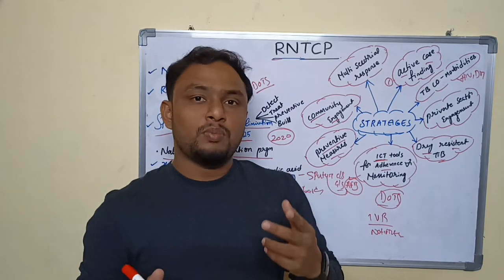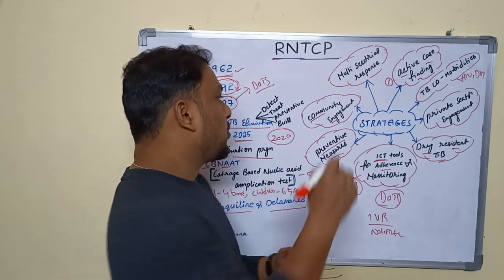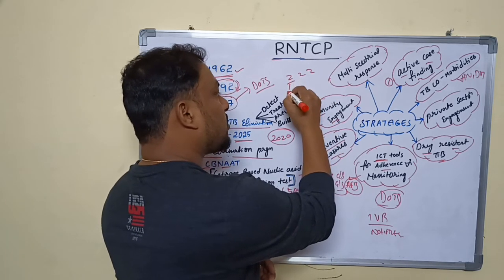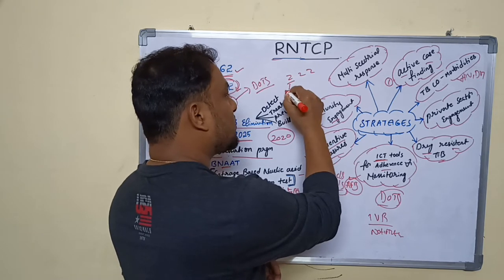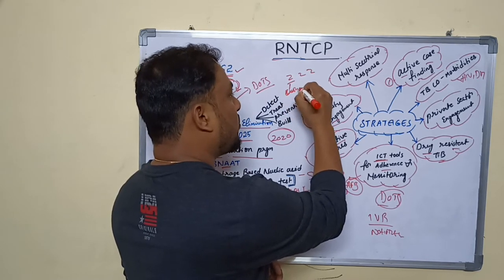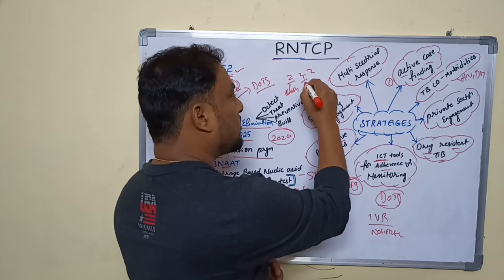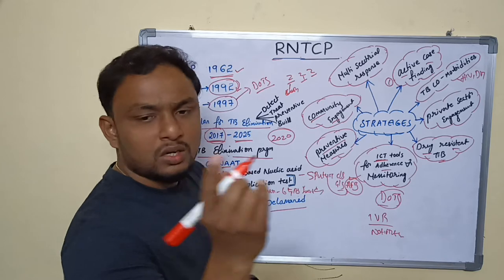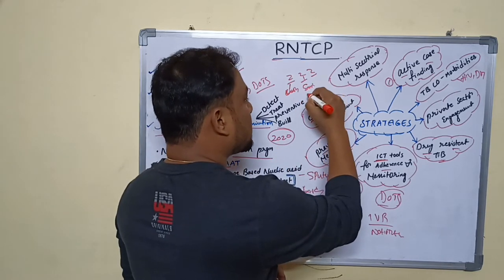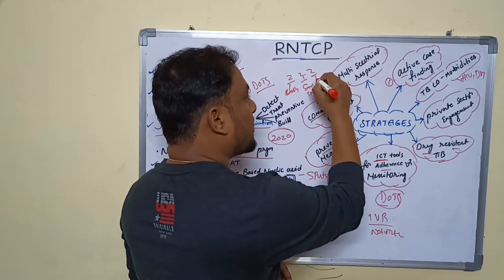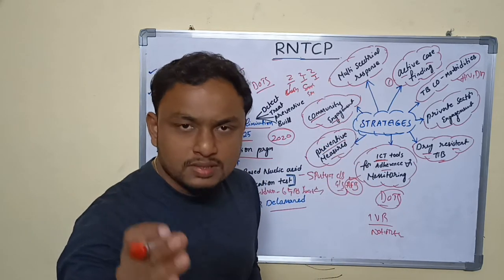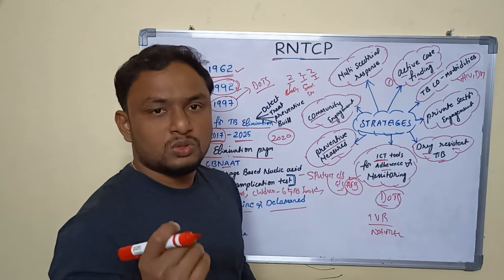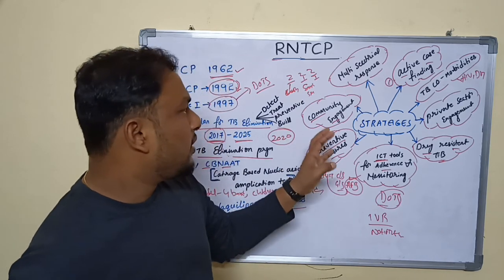How many samples do we have to give? Remember, 2, 2, 2. If the patient has a cough for more than 2 weeks, then he has to come to the PHC or sub center and give 2 samples of sputum. When? The first sample on the first day of the visit, and the second sample, an early morning sample, on the next day. This is called community engagement.